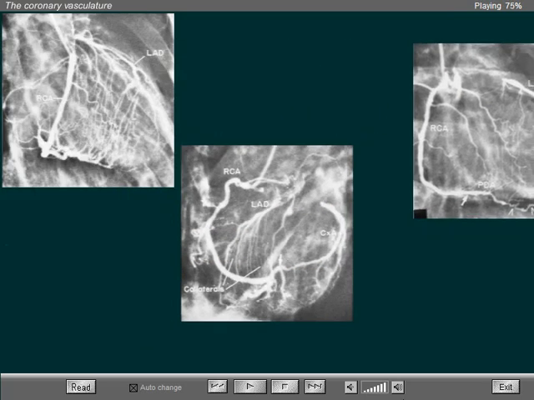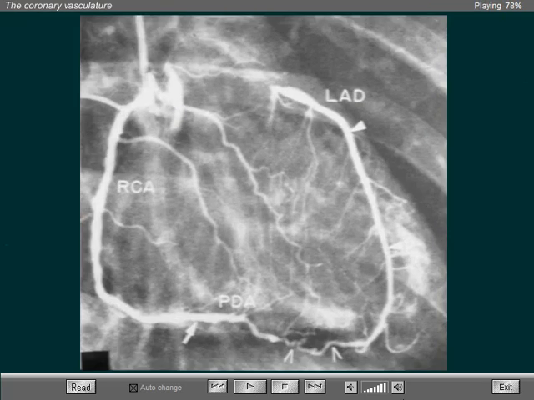In this last coronary angiogram, in the left posterior oblique projection, we see anastomosis by inosculation, which means the telescoping of the distal portion of the posterior descending coronary artery with the distal portion of the left anterior descending coronary artery. This patient had a total occlusion of the left anterior descending coronary artery.